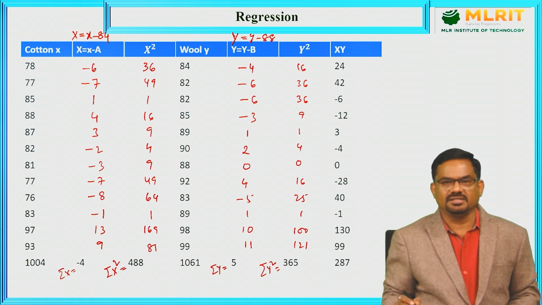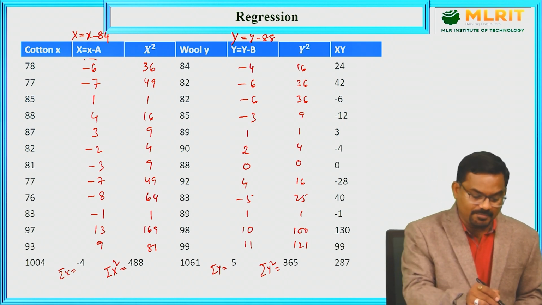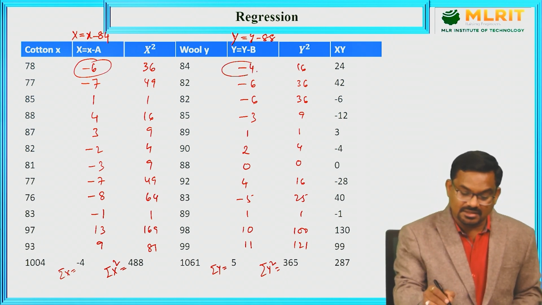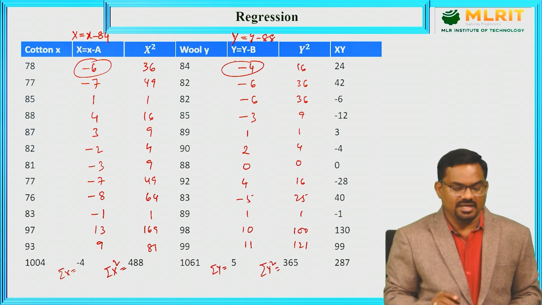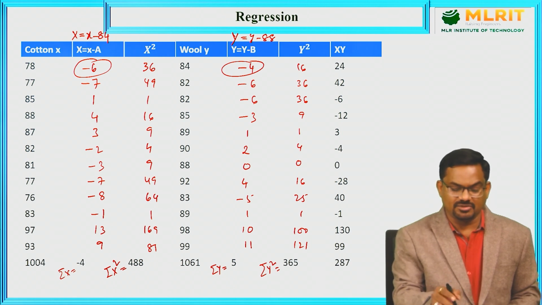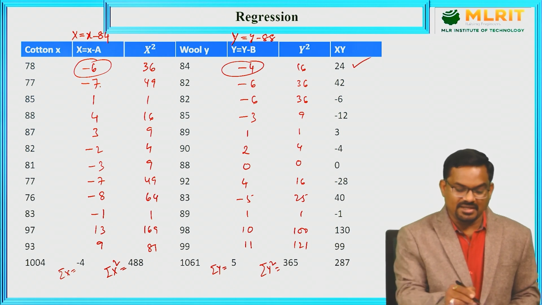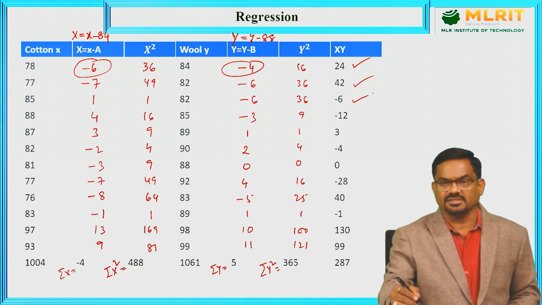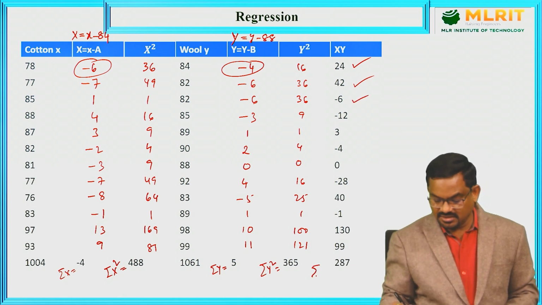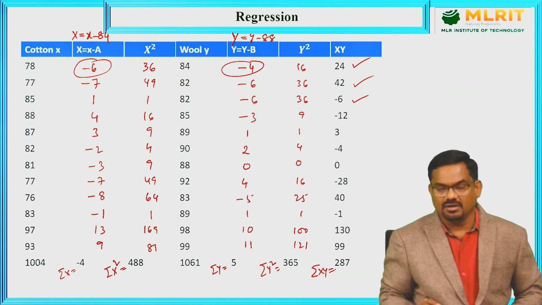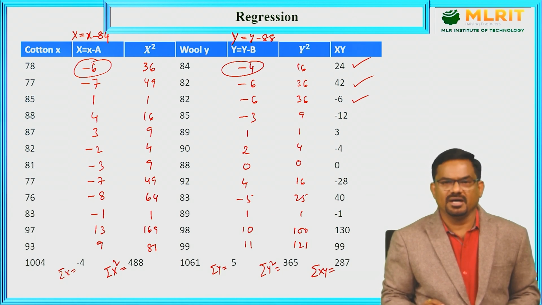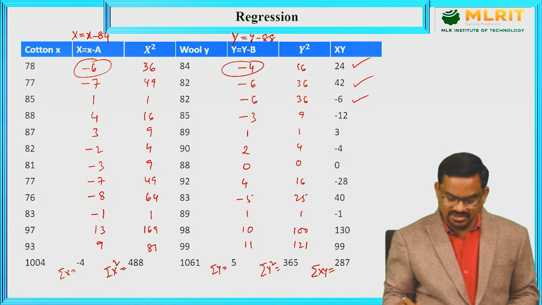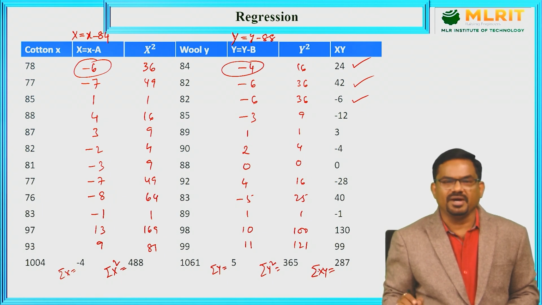Similarly, we need sigma capital XY. That's why we multiply these corresponding values, capital X into capital Y. Minus 6 into minus 4, 24. Minus 7 into minus 6, 42. 1 into minus 6, minus 6 and so on. And this is the total of such values. So, sigma capital XY is 287. Now, using these values, first we find the regression coefficients and then the regression equations.